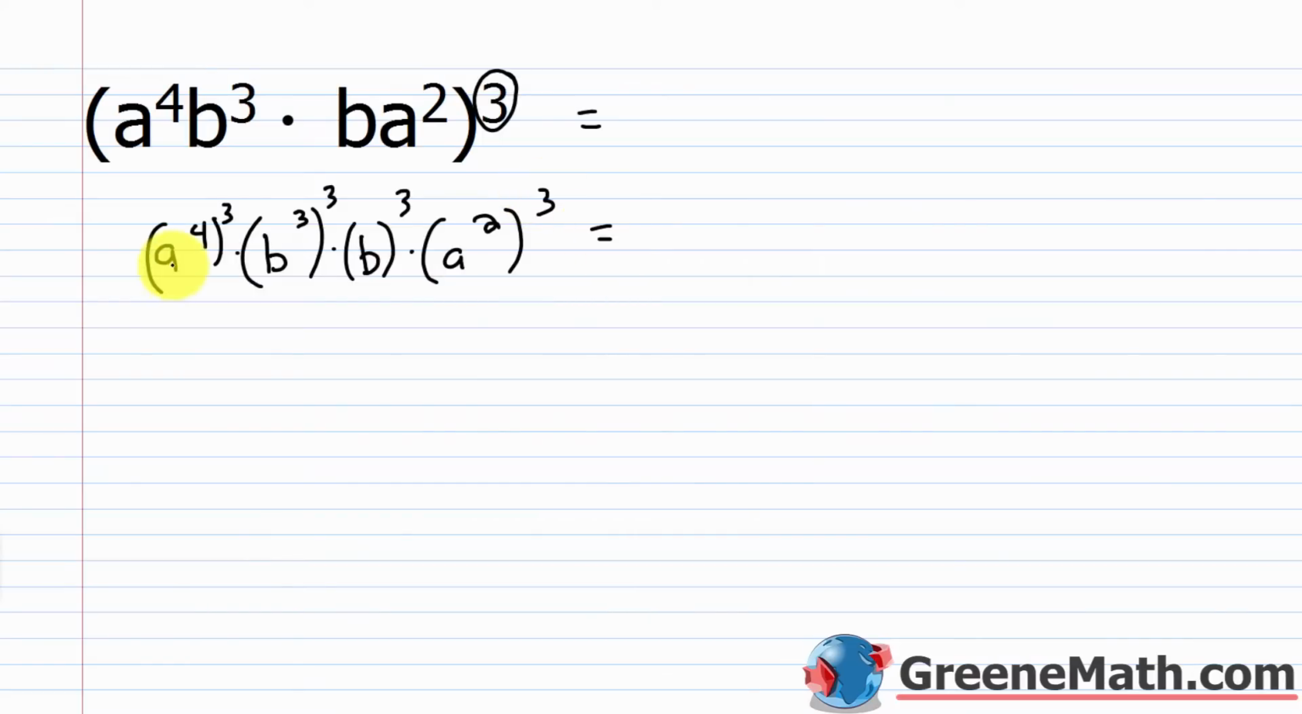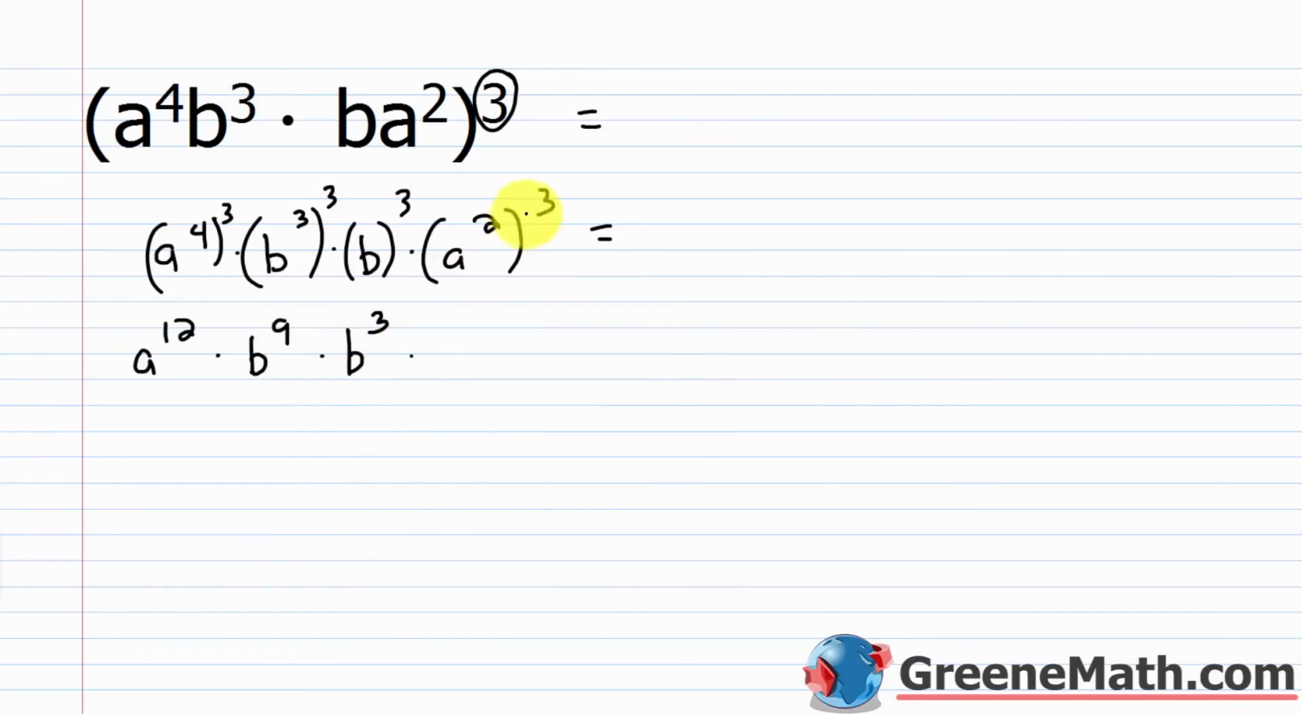So what do I get? A to the 4th power raised to the third power. A stays the same. Multiply exponents. 4 times 3 is 12. Then times b to the 3rd power raised to the 3rd power. B stays the same, multiply exponents. 3 times 3 is 9. Then you have b to the 3rd power, so times b to the 3rd power.